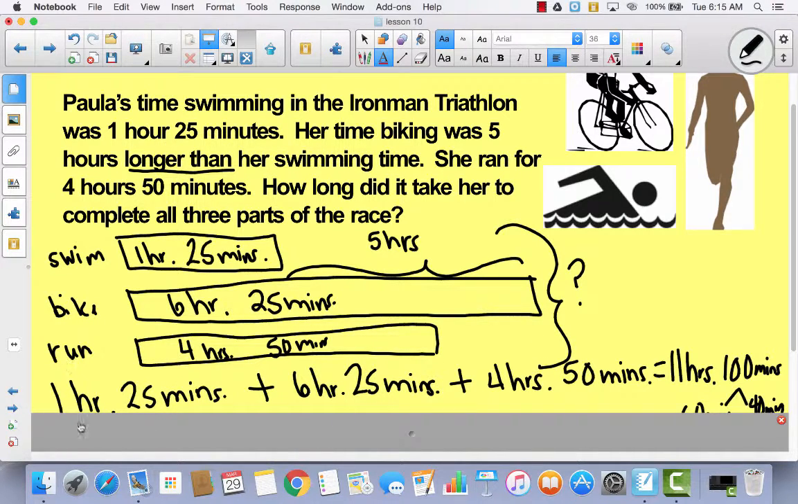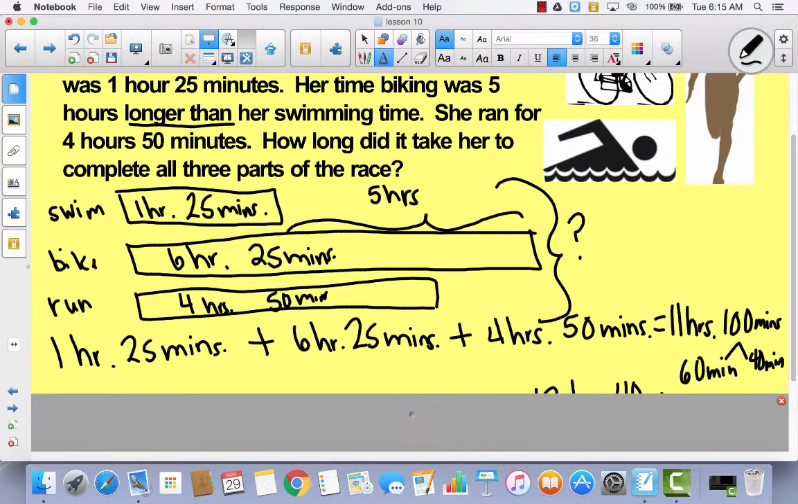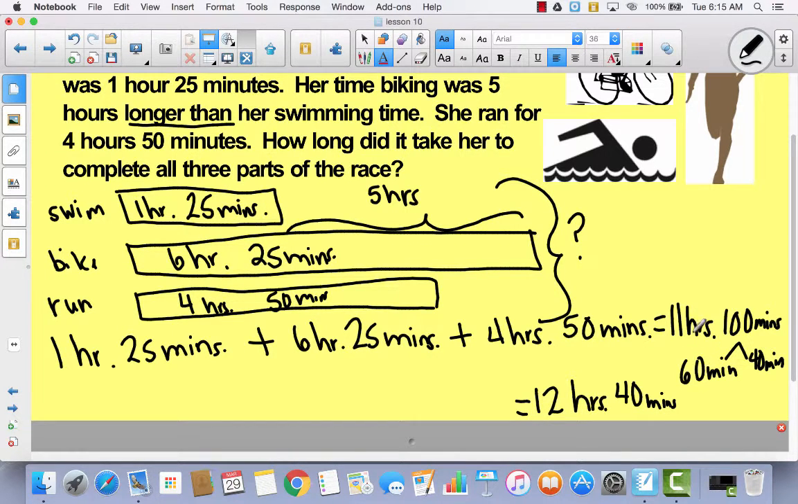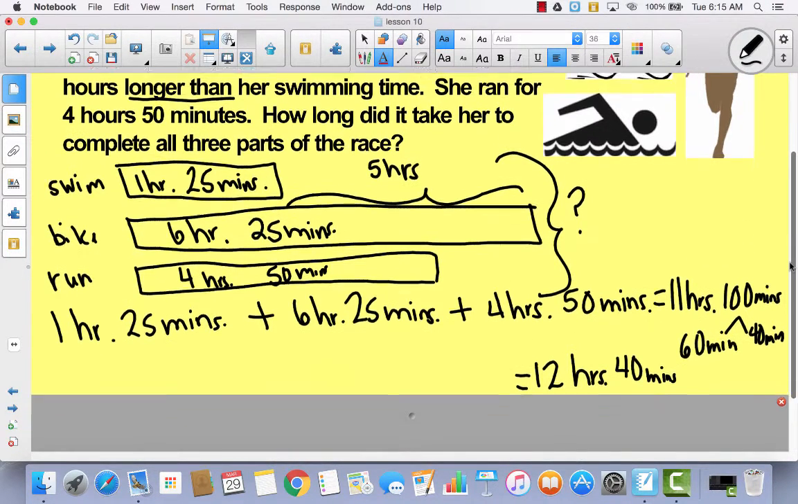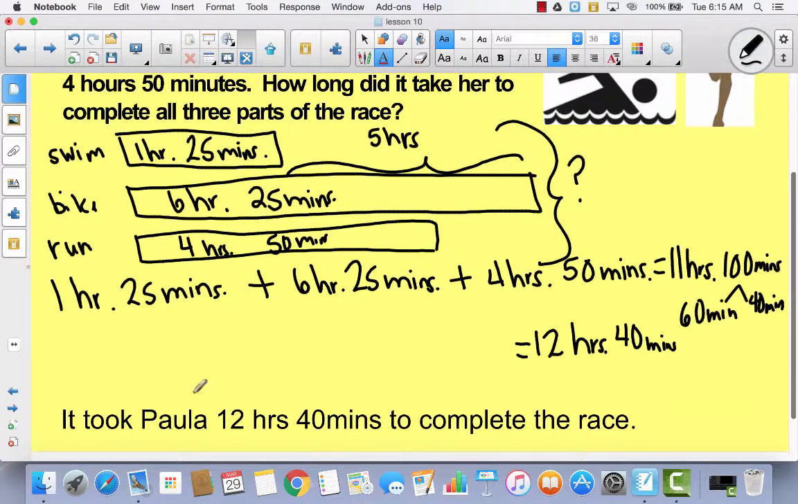And all I did was add hours to hours, and that was 11 hours, and minutes to minutes, which was 100 minutes. And then I decomposed this 100 minutes into hours and minutes because I knew 60 minutes are in an hour, and that would leave 40 minutes left over. So then I added this hour to 11 hours, and that gave me 12 hours, 40 minutes. So I just completed this by writing my sentence. It took Paula 12 hours, 40 minutes to complete the race.